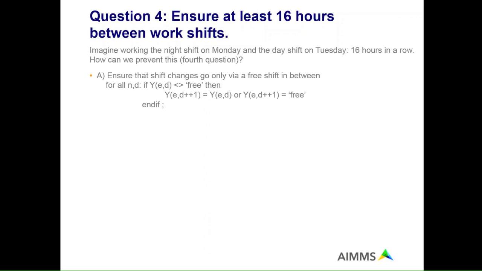Well, the first possible answer is to say, hey, I only change my shift if there's a free day in between. And so here I have that each day, the next day, so if I have a working shift on day D, then on the next day I'm doing the same shift or I'm free. That's essentially what this if-then constraint says.